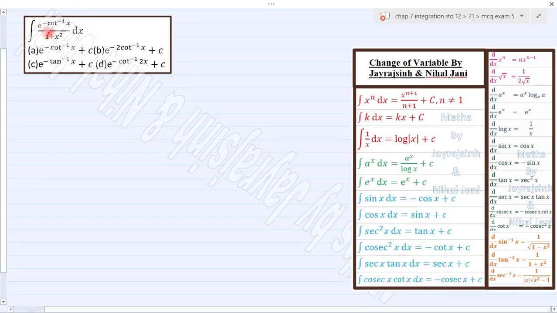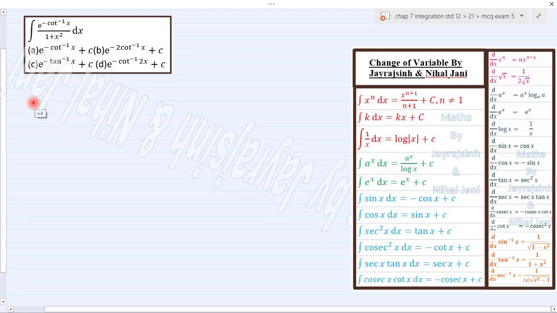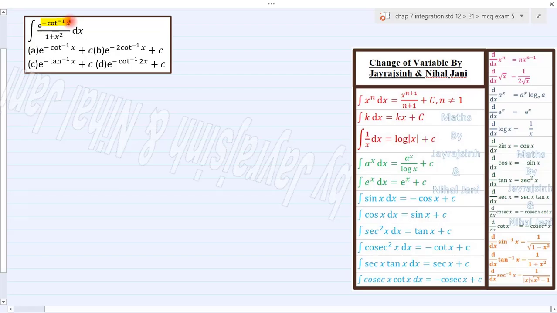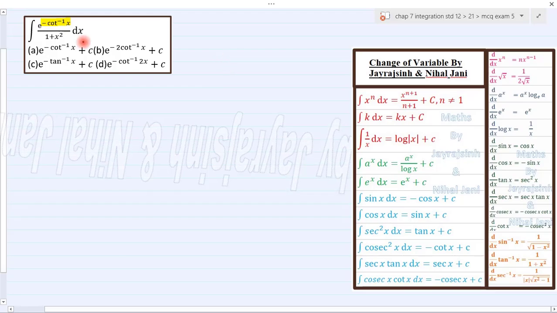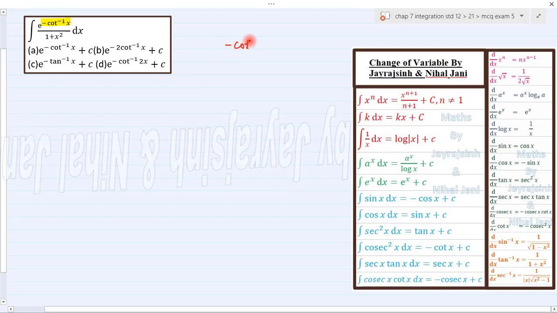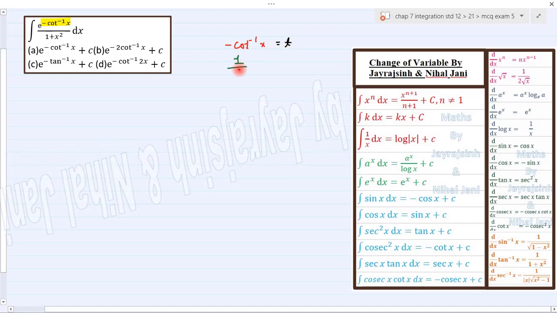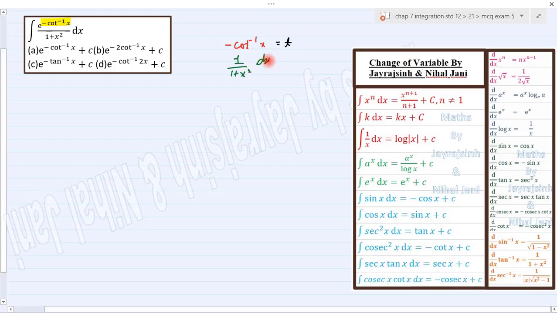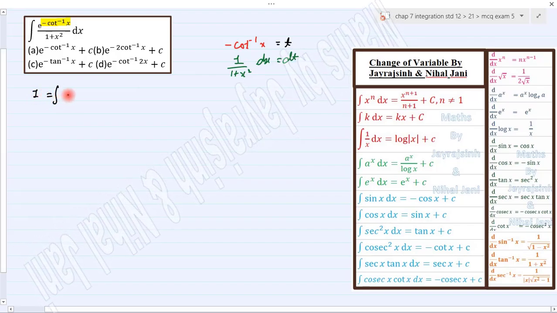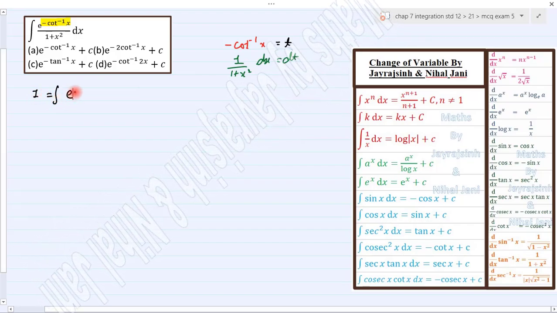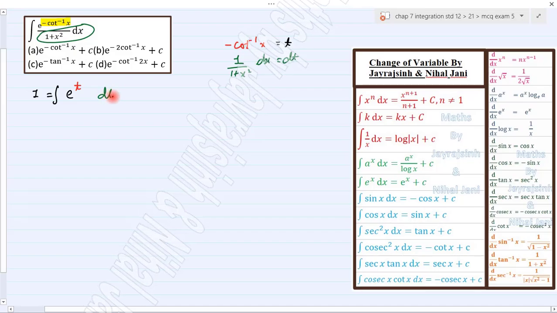In this question, you have to integrate e raised to minus cot inverse x upon 1 plus x square. Here, your inner function is minus cot inverse x and its differentiation is also available within the multiplication of dx. So, let's assume minus cot inverse x is equal to t. Differentiate both the sides, we will get 1 upon 1 plus x square dx is equal to dt. So we can say we just have to integrate e raised to t, since minus cot inverse x will become t and dx upon 1 plus x square will become dt.